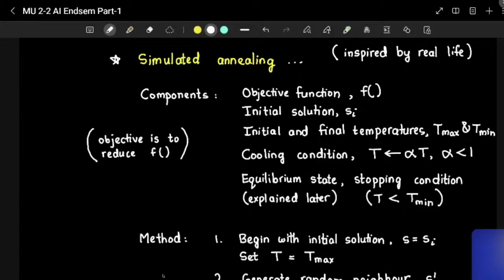Simulated annealing. How do you solve simulated annealing? Before knowing how to solve it, let's see what is there in simulated annealing. What is there in the algorithm? There is some objective function f which you want to reduce. There is an initial solution. In local search problems, that is how it is, right? You begin somewhere. So you have an initial state or initial solution. Let me write state. You have an initial state.